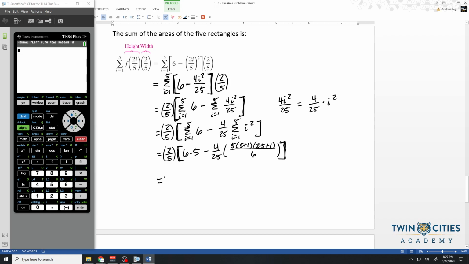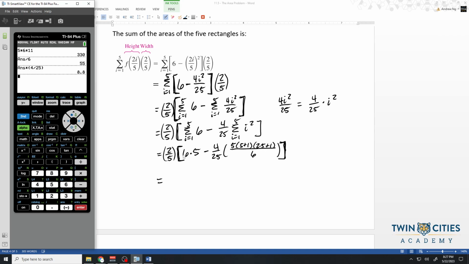All right, now if you wanted to and you were really careful, you could put all of this into a calculator, but it's a lot. So I'm going to piece this together. This is 5 times 5 plus 1 is 6 times 2 times 5 plus 1 would be 11. So 5 times 6 times 11. Then I'm going to divide that by 6 here. Now this whole piece is 55. I'm going to multiply it by 4 over 25, which gives me 8.8 for this part.